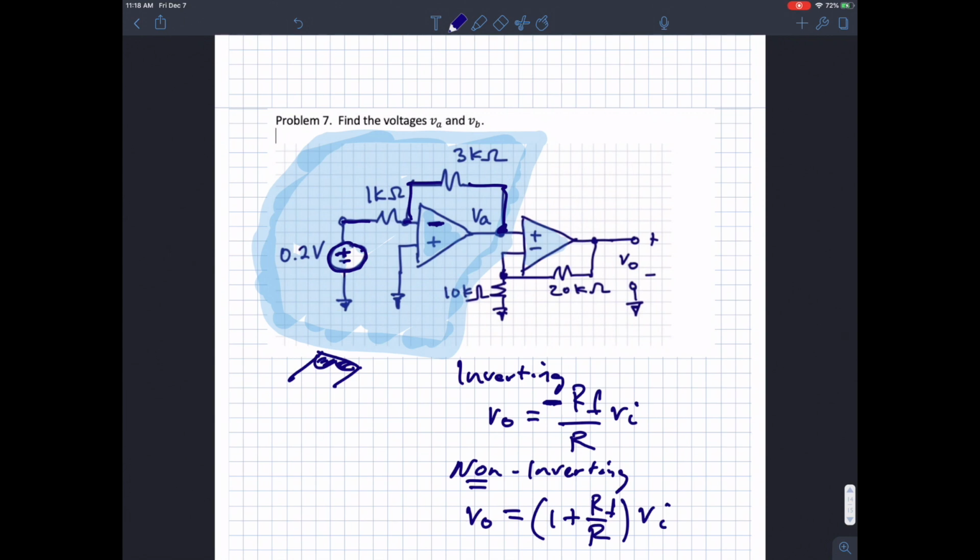So that means we use this formula. I asked for both VA and V out, so you can get VA. For VA, I take a look at the feedback resistor, that's 3K, and divide by the input side resistor, 1K, have a minus sign, and multiply by the input voltage. So this is coming out minus 0.6 volts. That's what VA is.